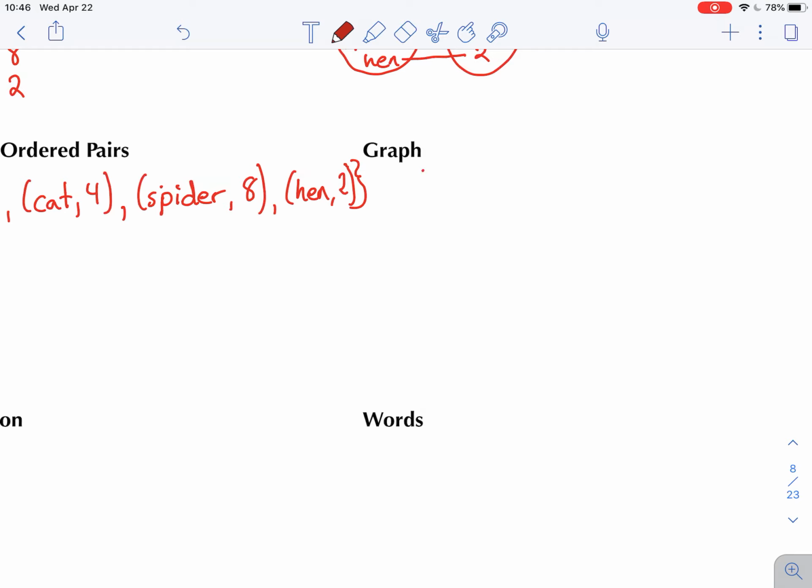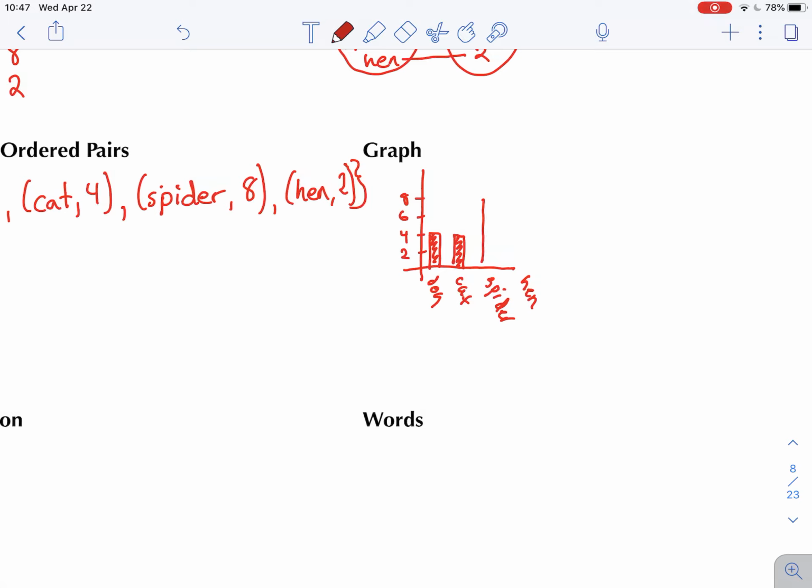All right, graph. Now we could graph this. Just quickly, I'm going to do a really quick, not fully appropriate graph for school. 2, 4, 6, 8, and then dog, cat, spider, hen. And the dog has 4 legs.